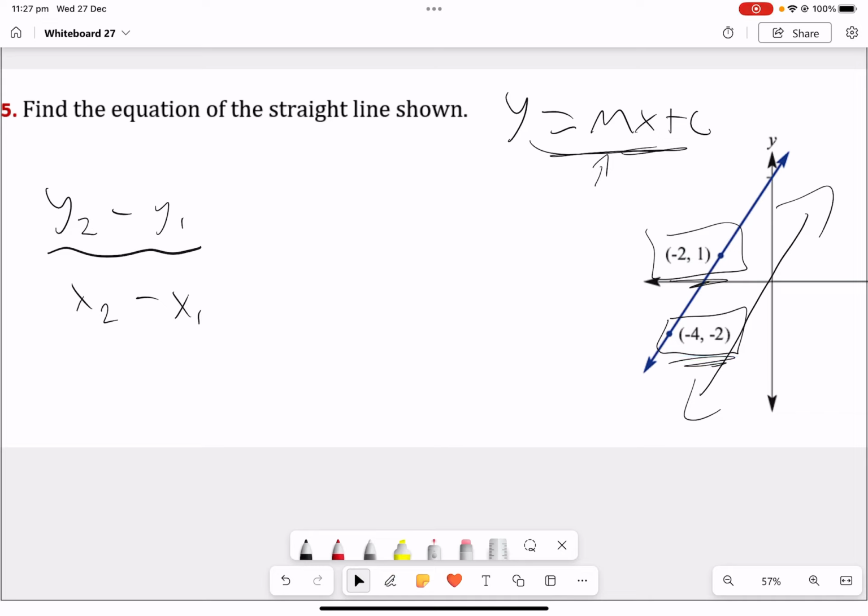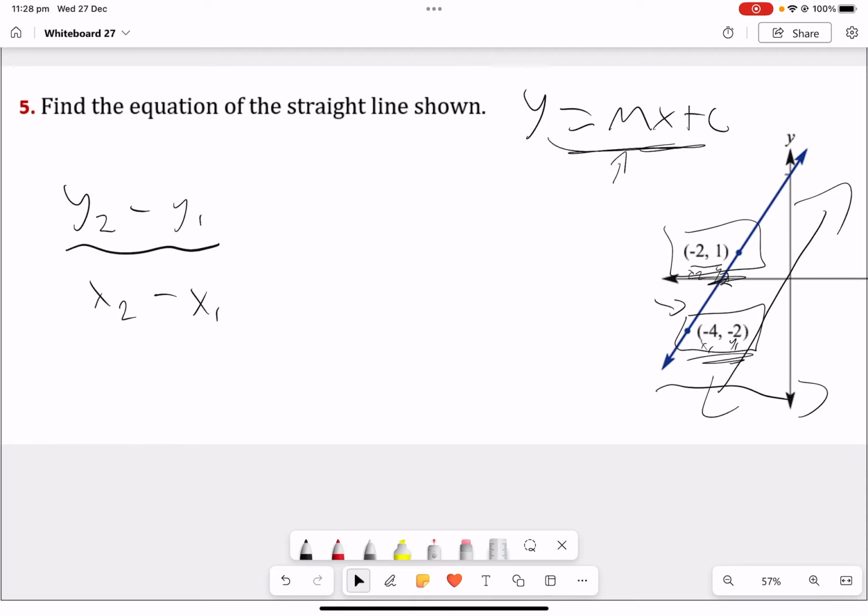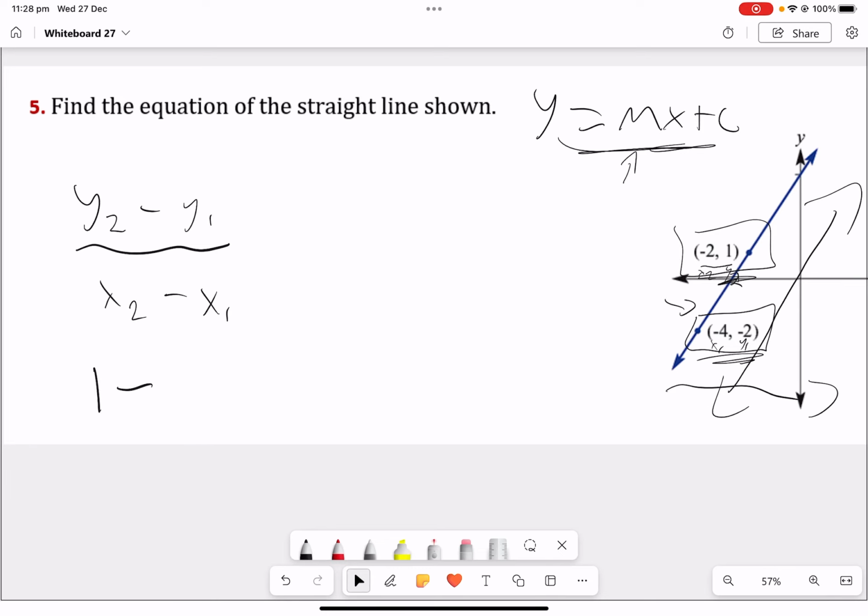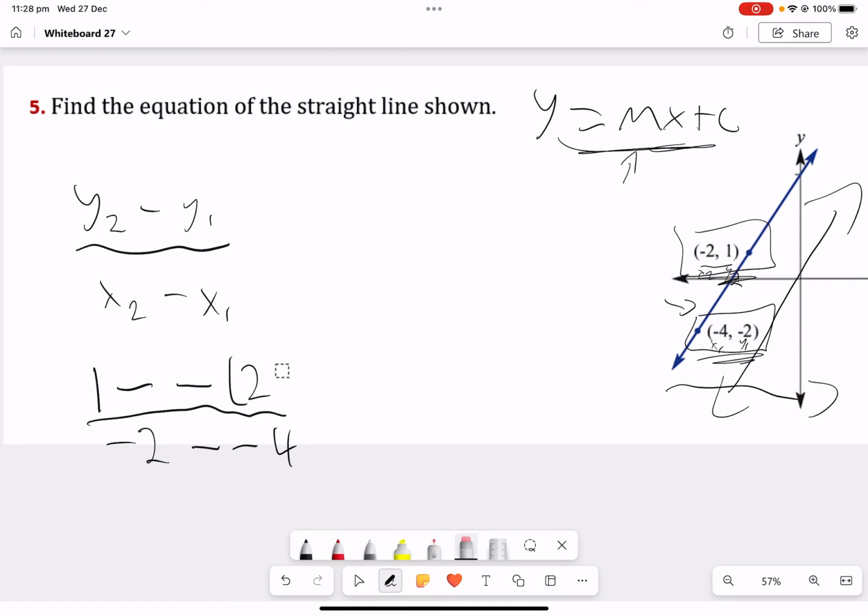So which pair of coordinates would go first, and which would go second? Well, as I look from left to right, the -4, -2 come first, then the -2, 1. So -4 and -2 would be my x1, y1, my first pair of coordinates. Then -2, 1 would be my second pair of coordinates, my x2, y2. So let's sub these in. 1 minus -2 over -2 minus -4. I'll just remove the brackets there because we do not need them.